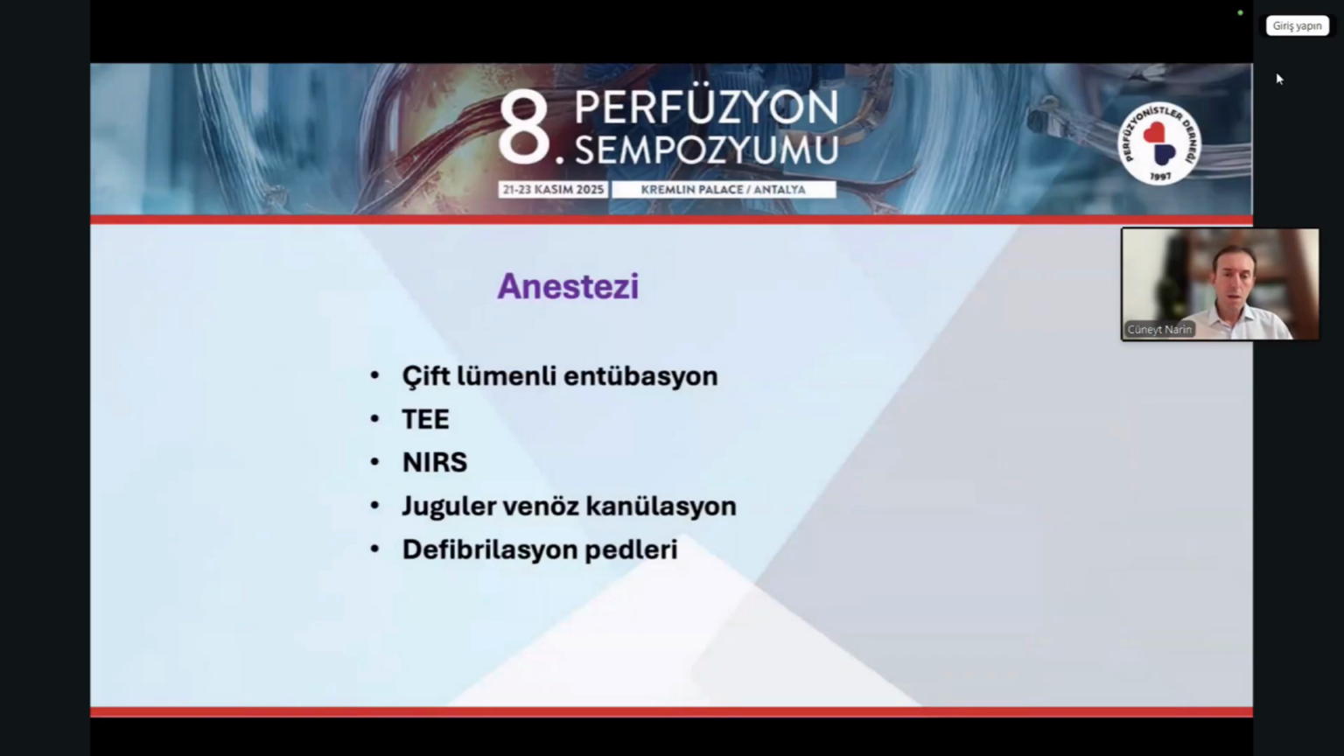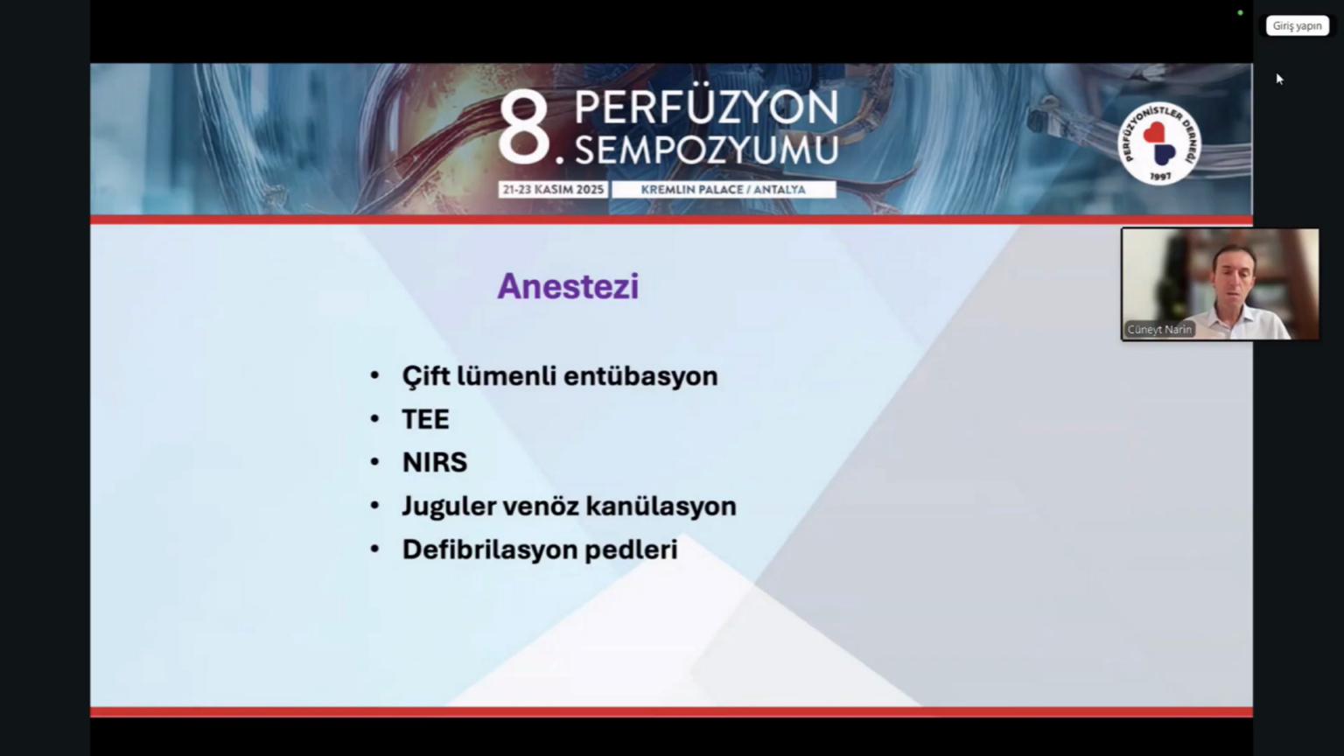Anestezi çok önemli. Anestezinin bize katkısı çift lümenli entübasyon, bazen tek normal entübasyon bronşal blocker desteği, transözofajiyel eko, anestezistin bu konuda yetkin olması biz cerrahların elini çok güçlendiren bir nokta. Aynı zamanda periferik perfüzyonun beyinde yarattığı olumsuz bir etkinin varlığını tespit etmede NIRS monitorizasyon, jugüler venöz kanülasyon anestezinin yapması cerrahi açıdan büyük kazanımlar sağlamakta. Bir de tabii ki ameliyat sonunda defibrilasyon olanağı sağlaması açısından defibrilasyon petlerinin öncesinde anestezi sırasında yerleştirilmesi de büyük kazanımlar sağlamakta.